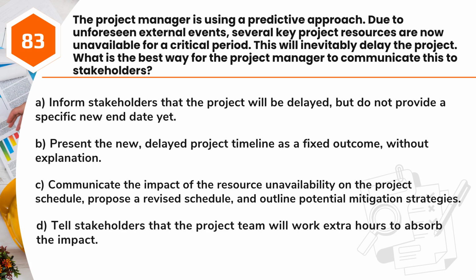A. Inform stakeholders that the project will be delayed, but do not provide a specific new end date yet. B. Present the new, delayed project timeline as a fixed outcome, without explanation. C. Communicate the impact of the resource unavailability on the project schedule, propose a revised schedule, and outline potential mitigation strategies. D. Tell stakeholders that the project team will work extra hours to absorb the impact.